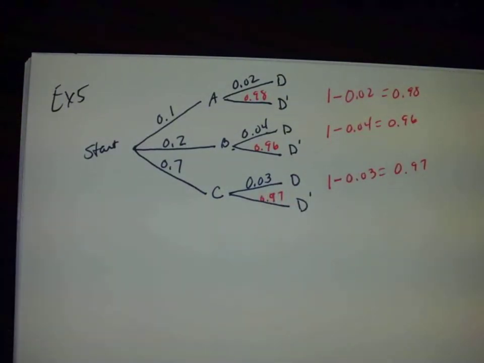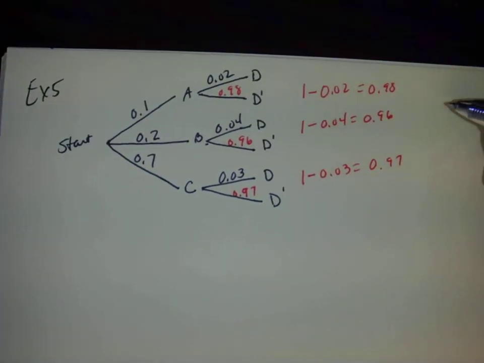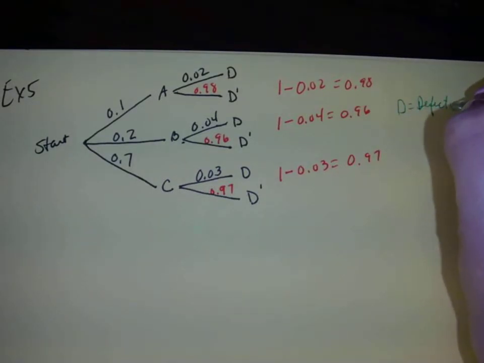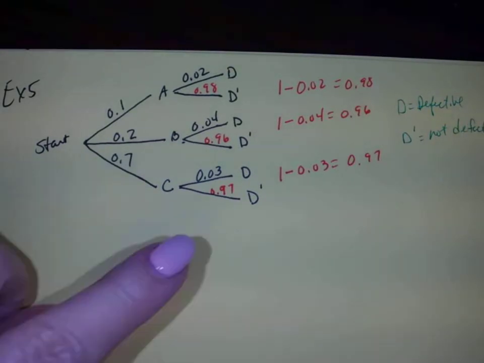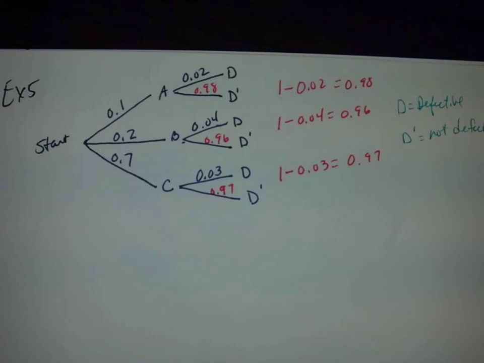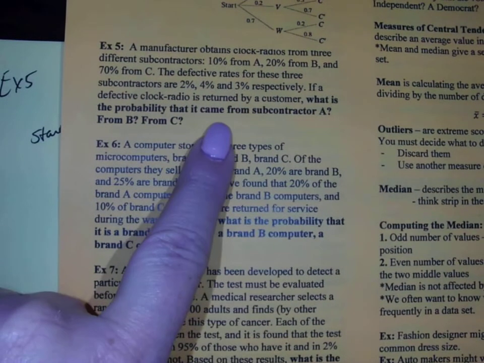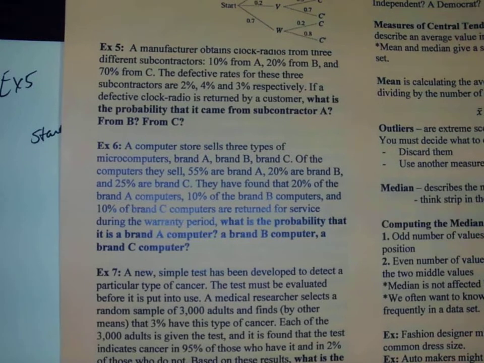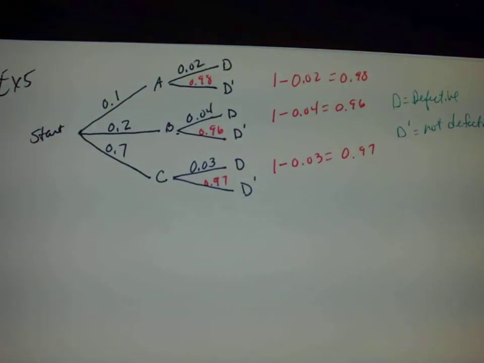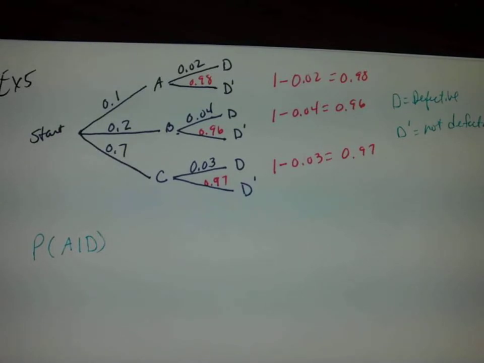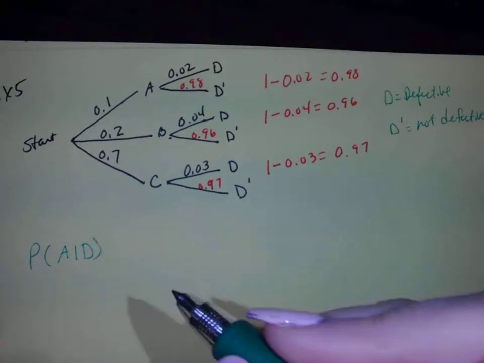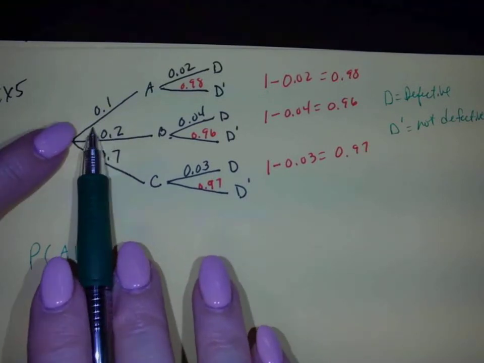Okay, so that's creating our chart. And let me just make a note here that D equals defective, and D complement equals not defective. So not defective and defective. Now, we want to know, if a defective one is returned, what's the probability that it came from the subcontractor of A? So we are looking for the probability of A given that D occurred.